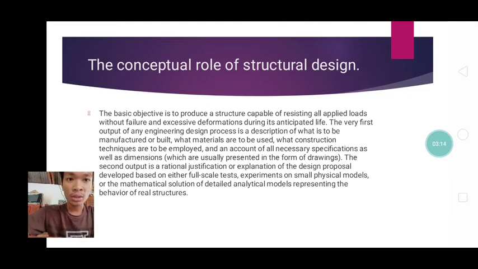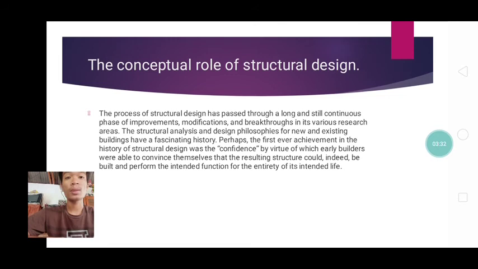The second output is a rational justification or explanation of the design proposal, developed based on either full-scale test experiments on small physical models or the mathematical solution of detailed analytical models representing the behavior of real structures. The process of structural design has passed through a long and still continuing phase of improvements, modifications, and breakthroughs in its various research areas. The structural analysis and design philosophies for new and existing buildings have a fascinating history.